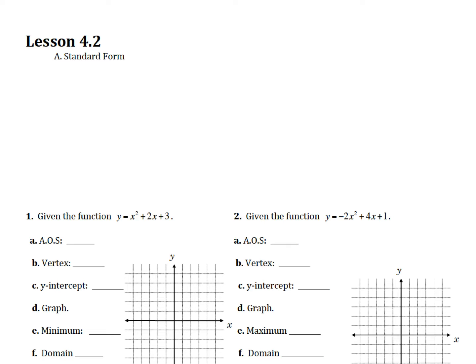We go. Standard form is going to look like this: y equals ax squared plus bx plus c. Okay, and I know you've all seen that before. You've worked with this one a little bit in Algebra 1. We've worked with it a little bit this year. But this is our standard form.